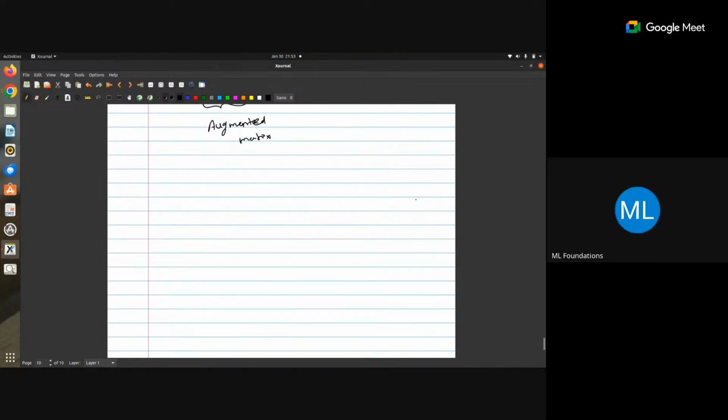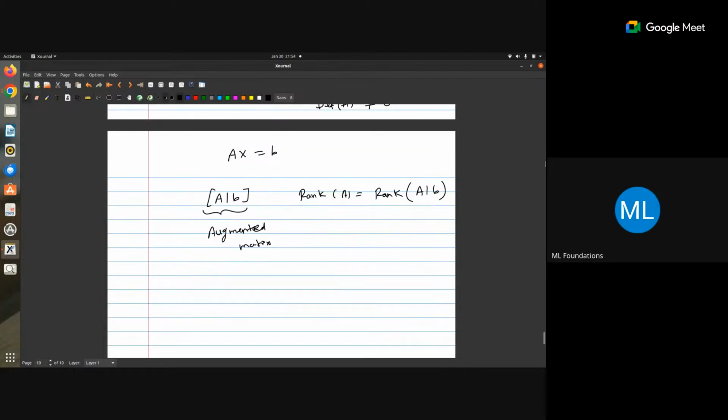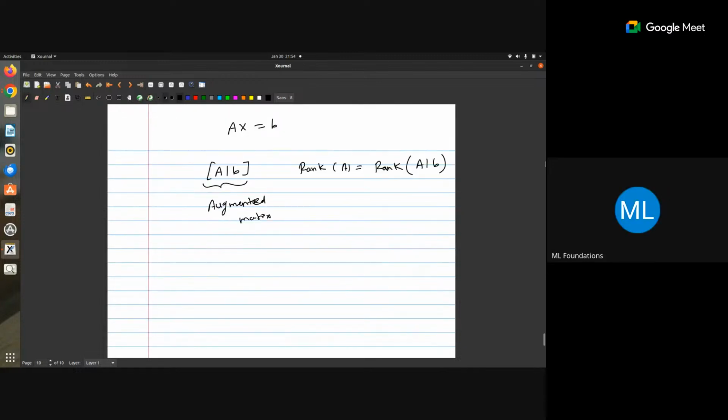Okay, we'll try to find out now. If it is augmented, will both ranks always be the same? They may not be. If they are not the same, that means B is not a linear combination of the columns. My question: is it possible that the rank of the augmented matrix is different from the rank of the original matrix? Yes, it can be.